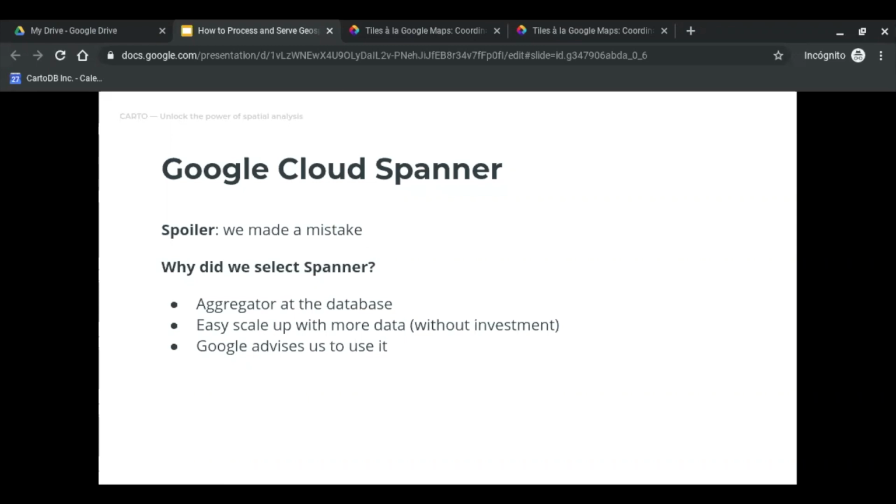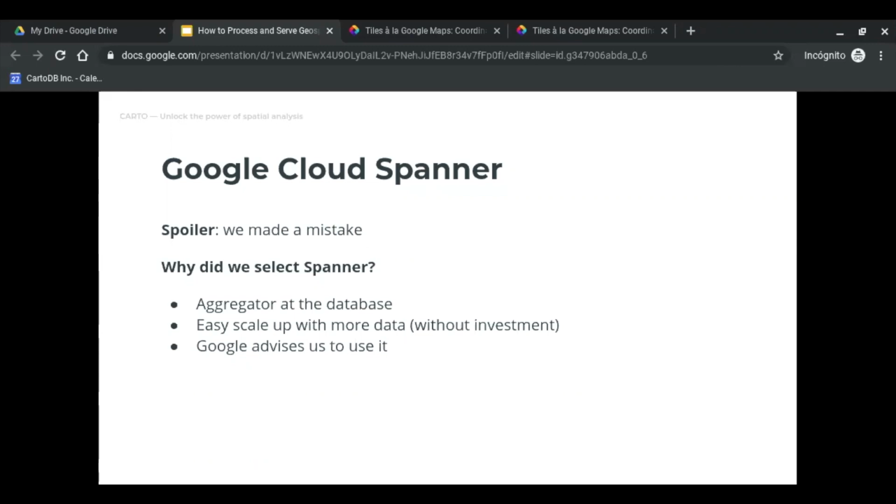Why else did we decide on Spanner? Because Google advised us to use it. Google told us the story that they were using BigTable in the past, and they are migrating all the products that use BigTable to Cloud Spanner. And we believed that, and I think that they are working on that, and probably Spanner is a good product for other use cases, but not for us. I am going to explain why and what the problems are.